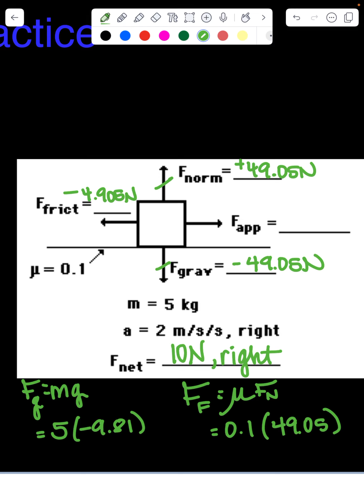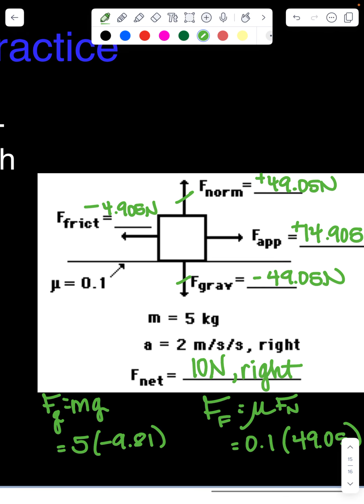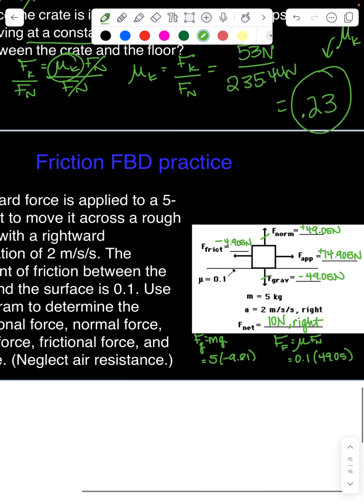And we know, thanks to our net force, that our applied force is 10 more newtons than that. All right, so that's going to make our applied force a positive 14.905 newtons. All right, so we're going to do some practice with this, but as always, if you have any questions, let me know.